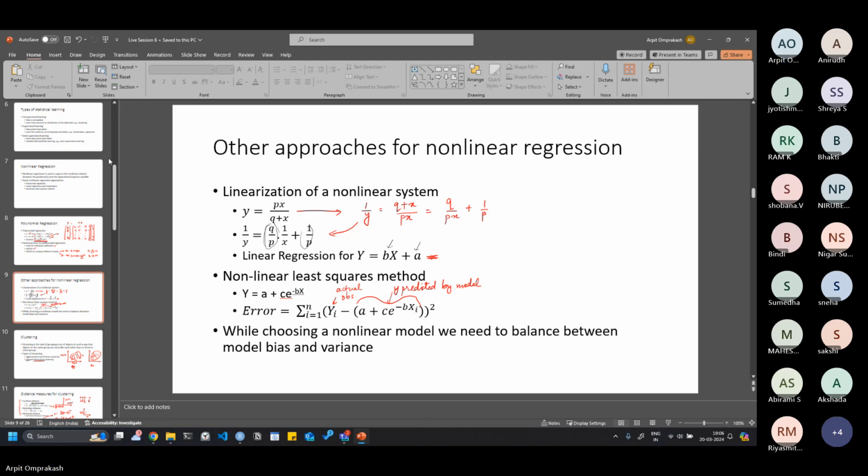Right. So while choosing a nonlinear model, we need to be careful that we find a balance between model bias and model variance. So the model should not be very complex and not very simple also. It should be complex enough so that it can capture any nonlinear relations in our data, but it should not be so complex that it overfits the data, so it can't make good predictions. Right.